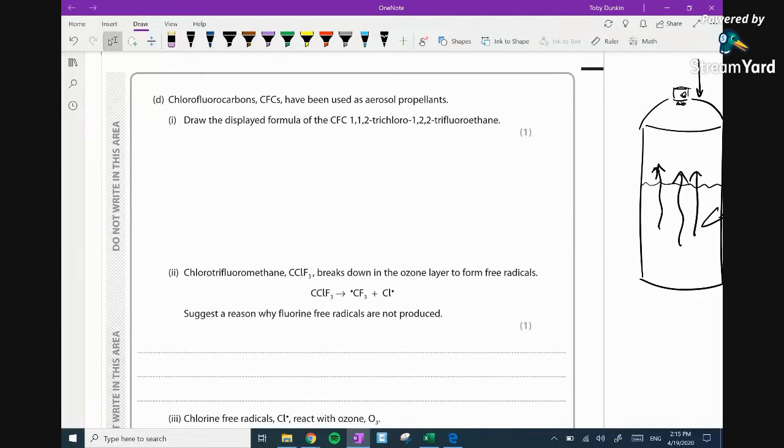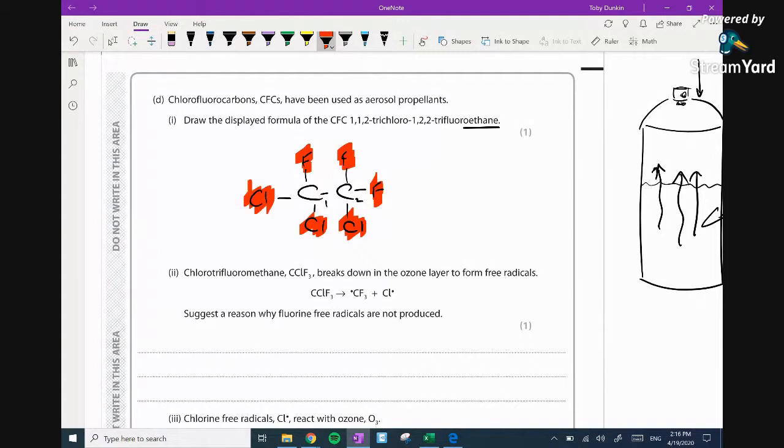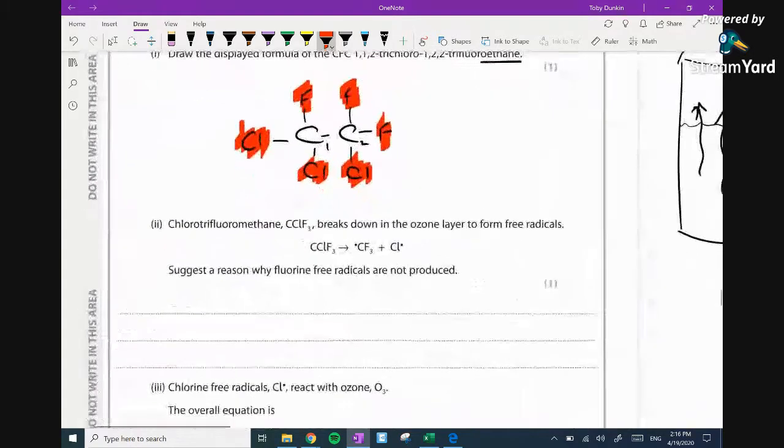Draw the displayed formula of the CFC. Okay. So first thing is it's an ethane. Next, I need 1,2,2-trifluoro, 1,1,2. There we go. Now that's interesting, isn't it? They have counted from this carbon. That's because all of these atoms that are attached are all halogens. They have exactly the same ranking. What that means is you just go alphabetically. So you want to choose the Cl to be first. But there you go.